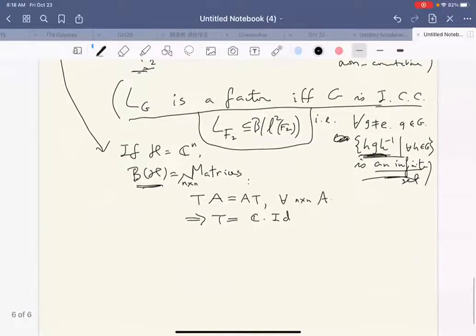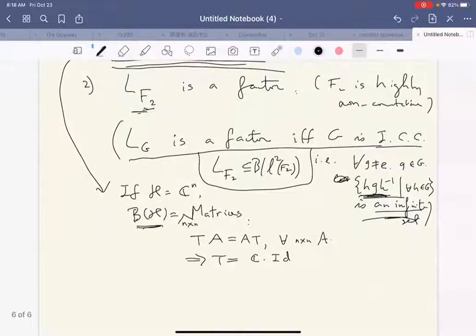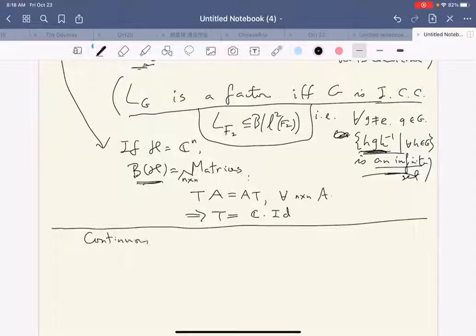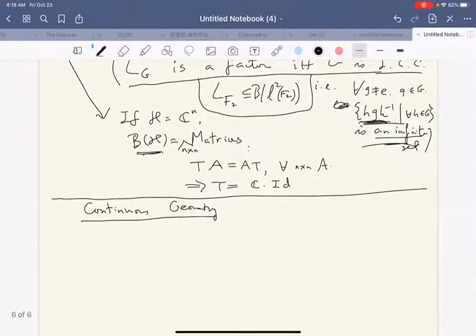I want to finish with a very important thing about II_1 factors. So this is the last thing I want to talk about today. This is what's called continuous geometry. Okay. So let's state a fact. Let's take L(F_2), just our example, the only example we have so far. That's the II_1 factor. Remember, it has a trace.